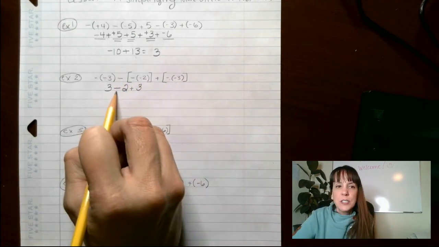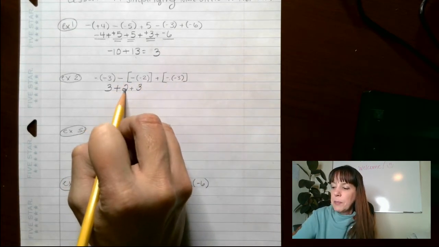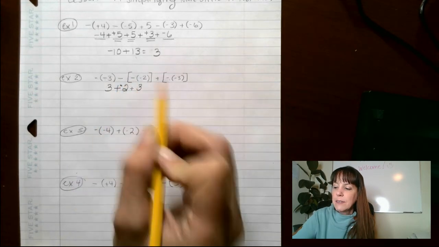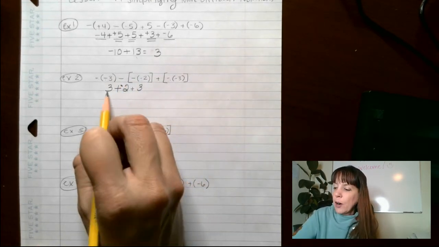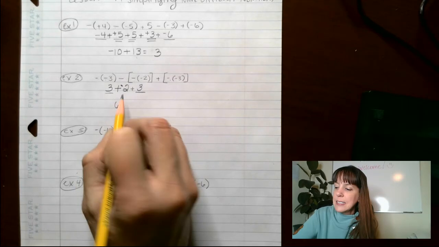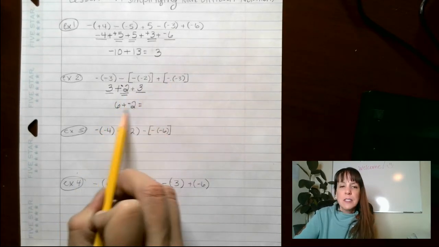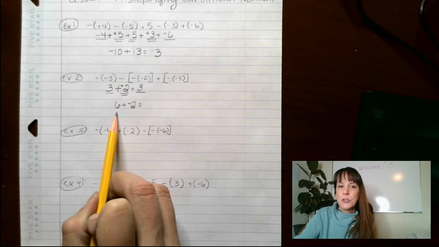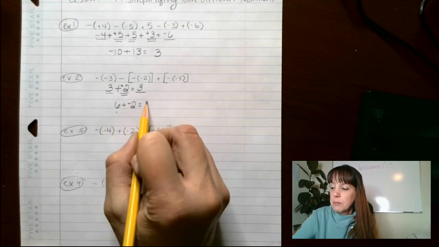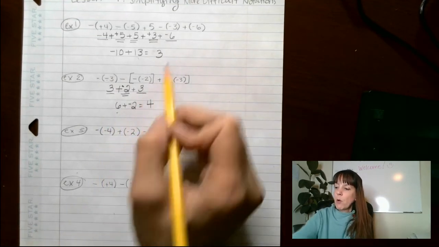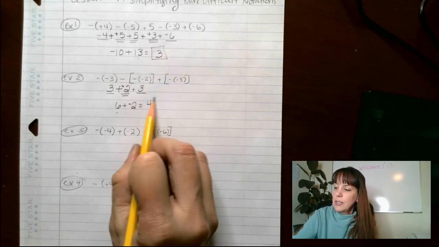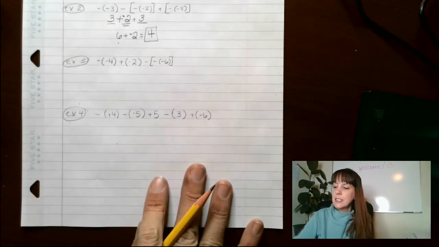This is a subtraction sign, so we're going to add, and the opposite of +2 is -2. So we add up our positives, we get 6. We add up our negatives, we get -2. Which team is larger? Looks like our positive team, so our answer is going to be positive. By how many? By 4. So that was our answer there. All right, let's look at this next one.